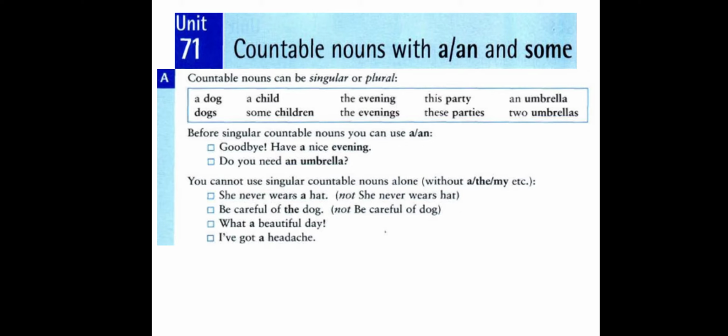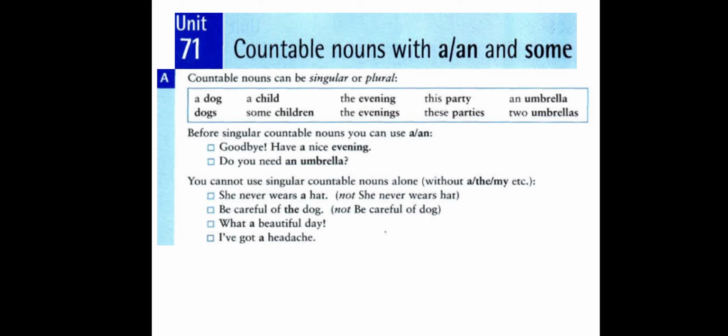So we can say that we use the indefinite article or definite article, a or an or the, for singular, and for plural we don't use the singular article a or an. We can use the for the plural if it is specific, and we can use numbers as well. Before singular countable nouns, you can use a or an. Here is the conclusion.